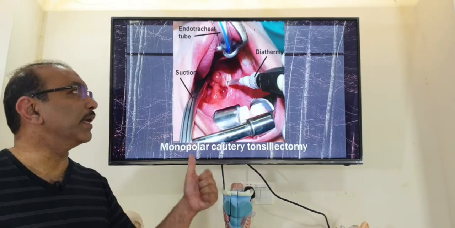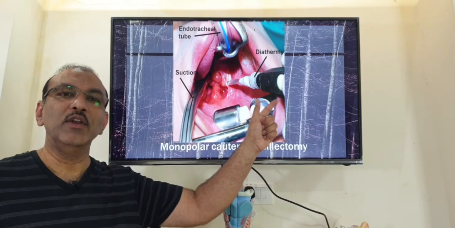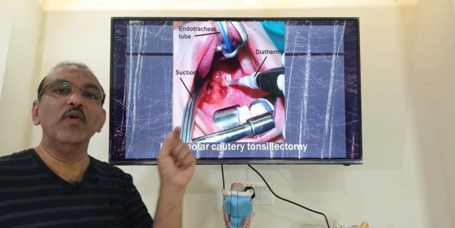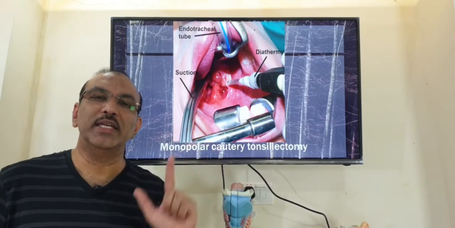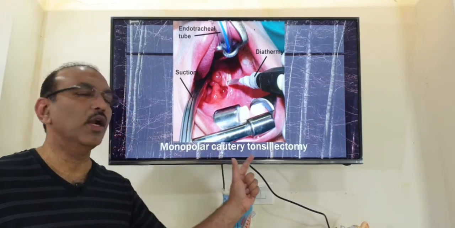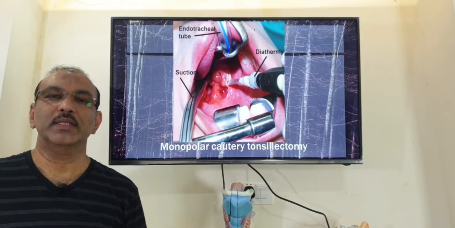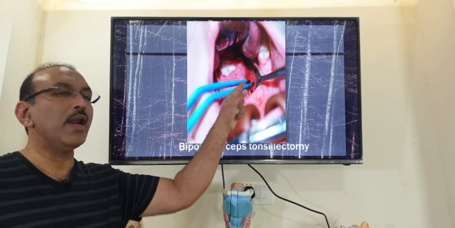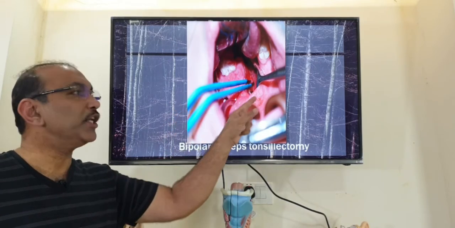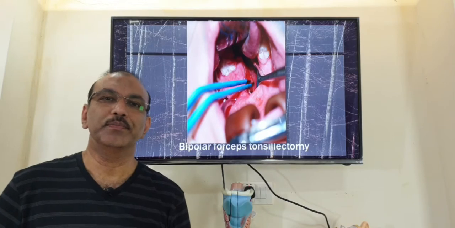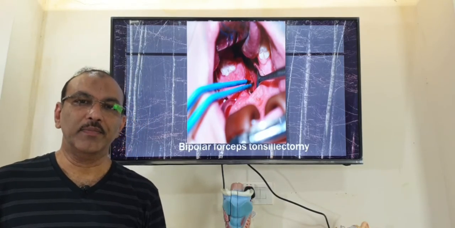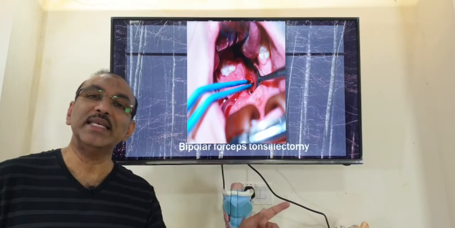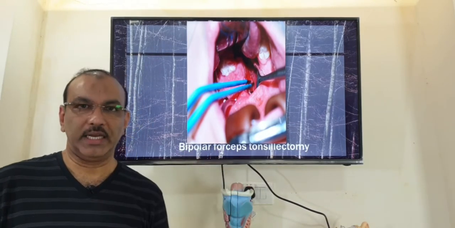The second technique is that you use a diathermy, in which when you switch on the button, the current passes through the end, and wherever it comes in contact, it charges that area. This is called monopolar cautery tonsillectomy. Third is bipolar, which means current passes through one and exits through the other, and any tissue between these two gets charred. In this itself, you have another technique called bipolar scissor tonsillectomy. That is the fourth technique.